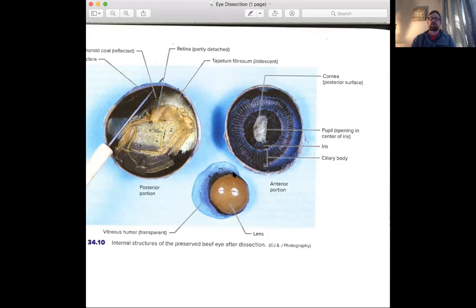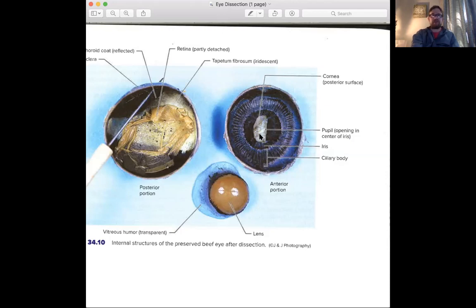Now, when it gets treated, it kind of changes the color, and so a lens from a recently living organism is going to be much more clear than that. Again, it's the protein arrangement and the special proteins within the lens that allow it to be clear, even though it's quite fibrous. What you're looking at here is the inside of the front part of the eye, or the anterior portion of the eye.